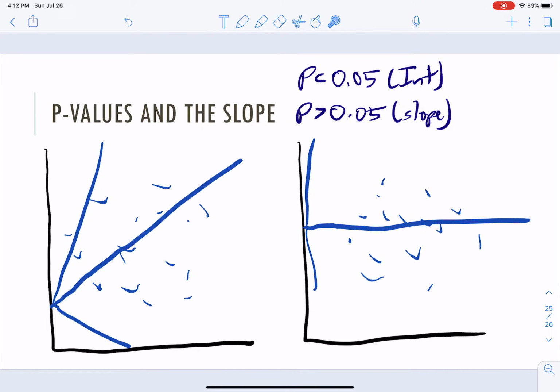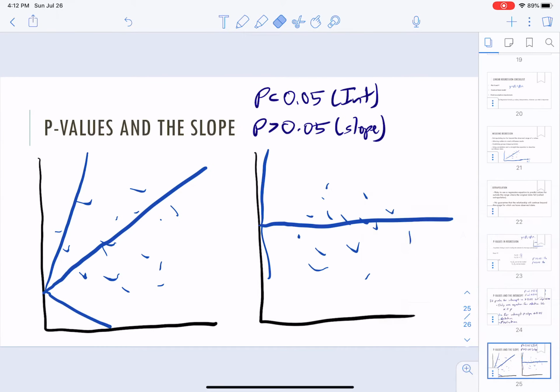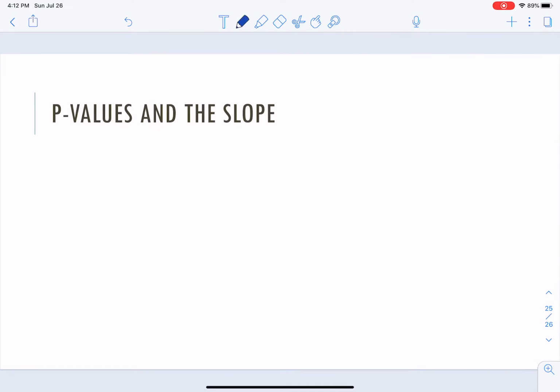So let me do this. Yeah, wow, so much faster. If the p-value for the slope is less than 0.0, no, is greater than 0.05, you cannot do anything. Go home. You can't predict or relate, right?